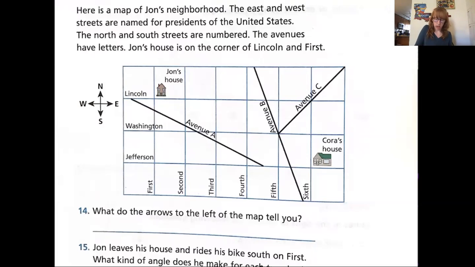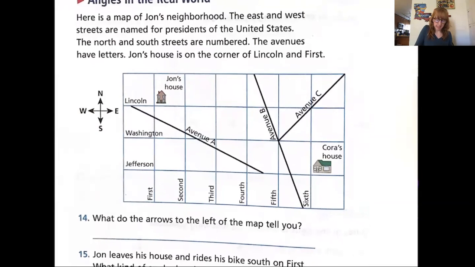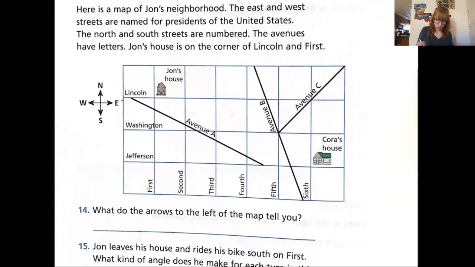So when we look at John's neighborhood, the east and west streets are named for presidents of the United States. So Lincoln, Washington, and Jefferson. The north and south streets are numbered: 1st, 2nd, 3rd, 4th, 5th, 6th. The avenues, these ones, have letters. John's house is on the corner of Lincoln and 1st. So here's John's house.